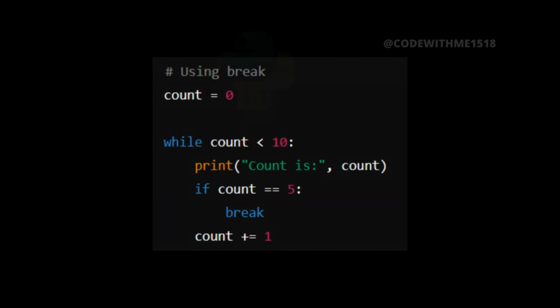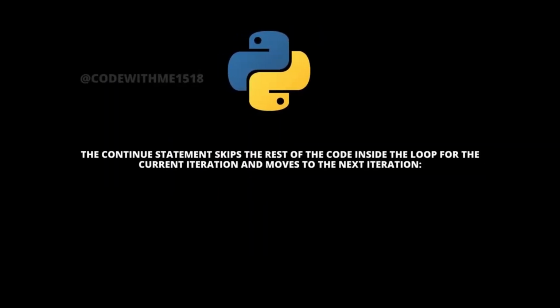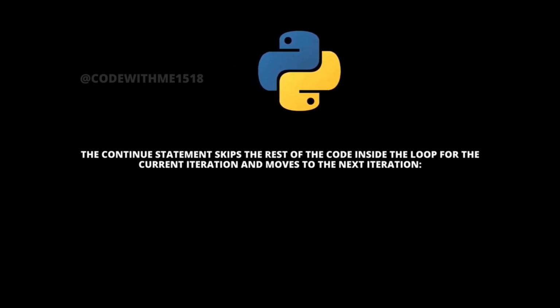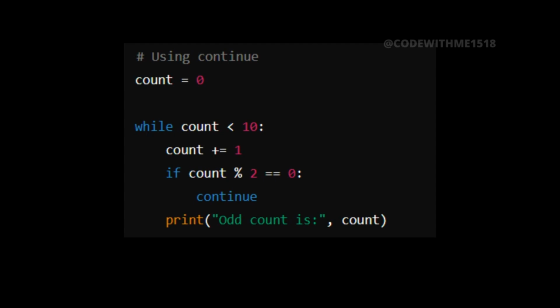The continue statement skips the rest of the code inside the loop for the current iteration and moves to the next iteration. In this example, only odd numbers are printed because continue skips the even numbers.